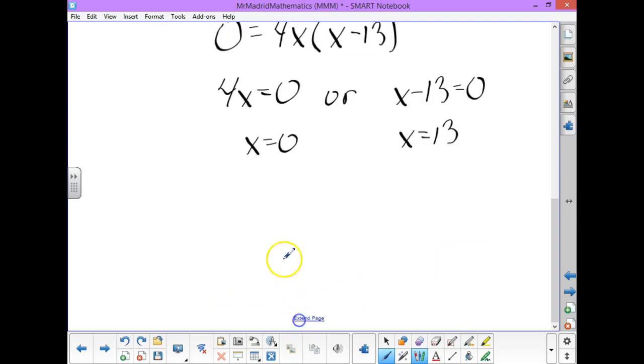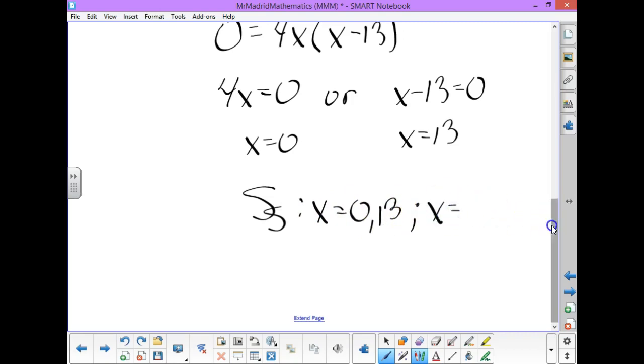So the solution set is x equals 0 and 13, semicolon, x cannot equal what? -2, 9, and 1.